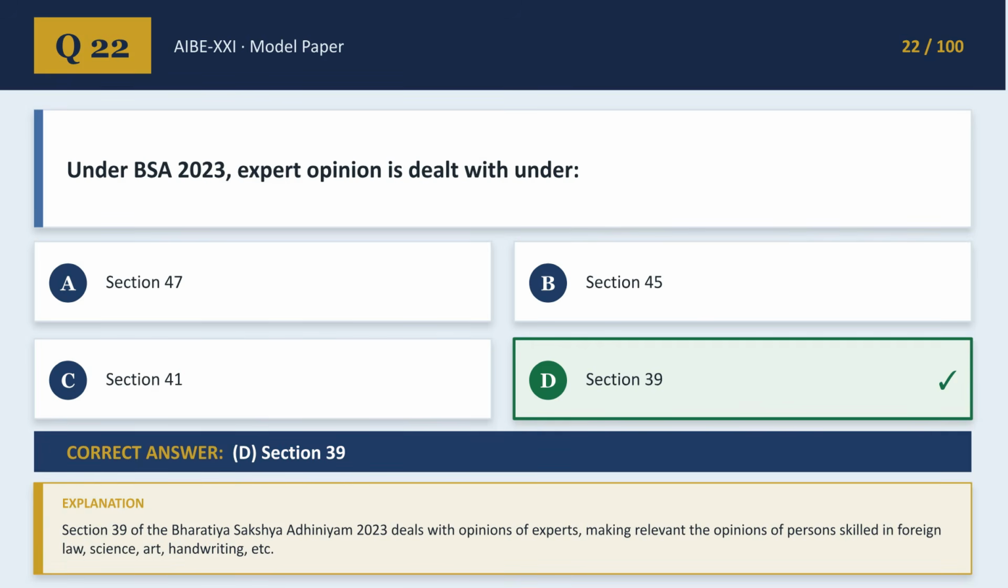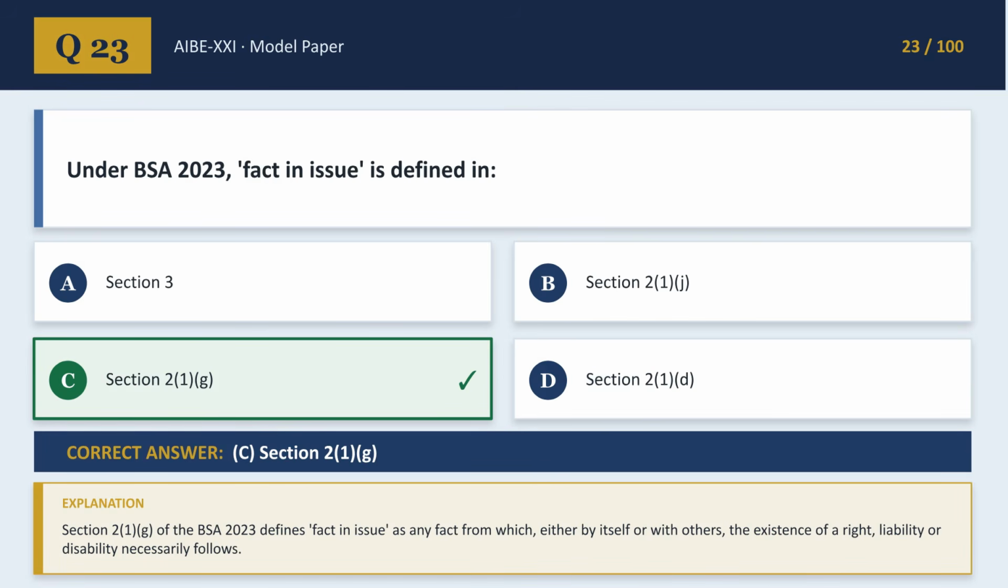This section relates to the opinions of persons skilled in foreign law, science, art, etc. Question 23. Where is fact and issue defined under BSA 2023? The correct answer is C, Section 2.1g. It defines it as any fact from which a right, liability, or disability necessarily follows.